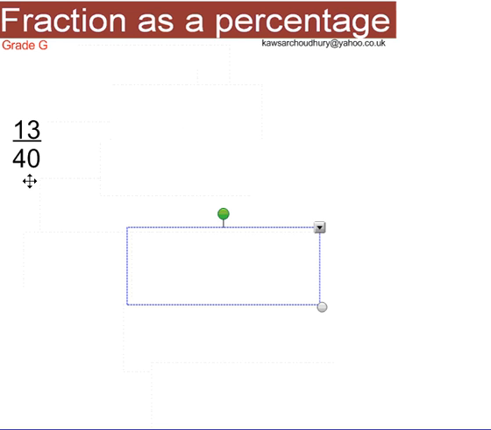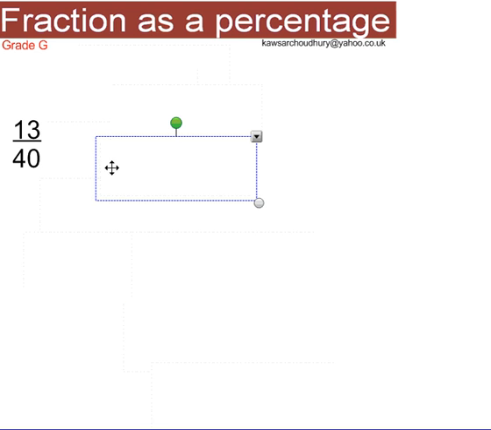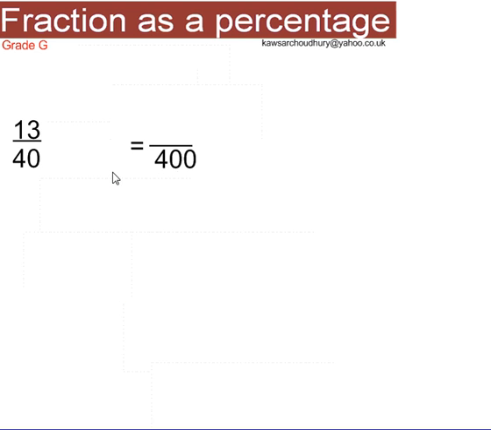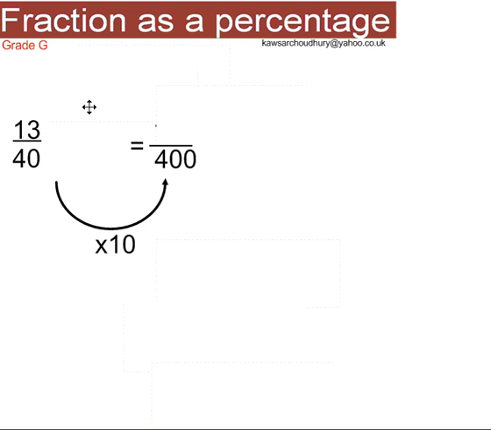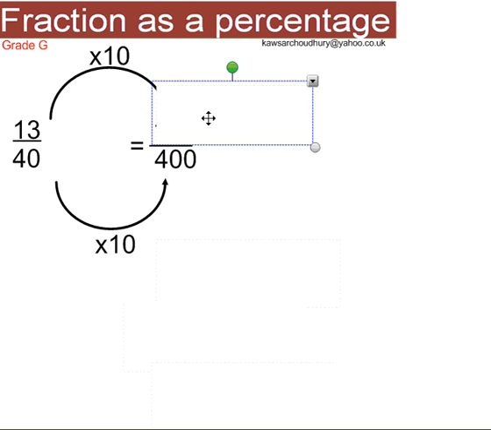13 over 40. Now this is a little bit more tricky, because we still want the bottom number ideally to be 100, but we can't. I don't know what to times 40 by to make it 100. So I just times it by 10 to get 400. Okay, that's the easiest 100 I could get it into. I made it 400, so I have to do the same to the top. I have to do 13 times 10, and I get 130.